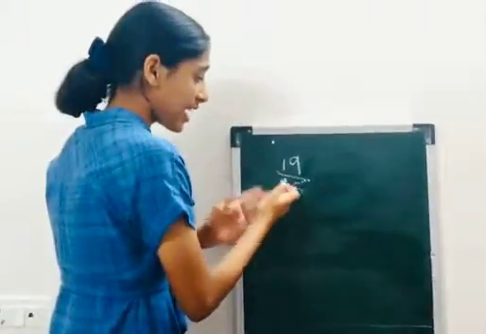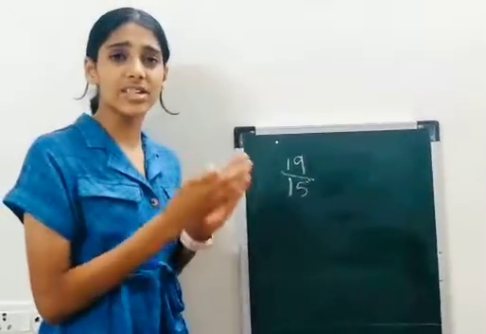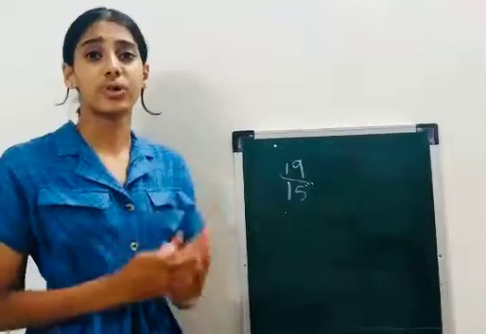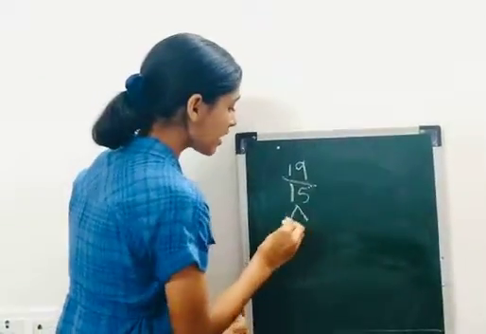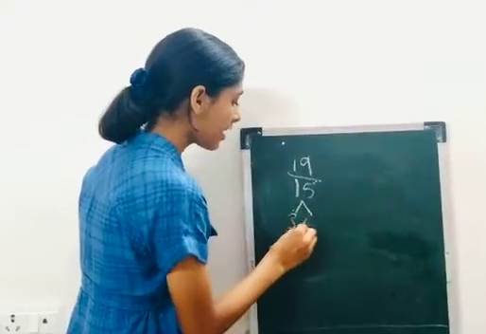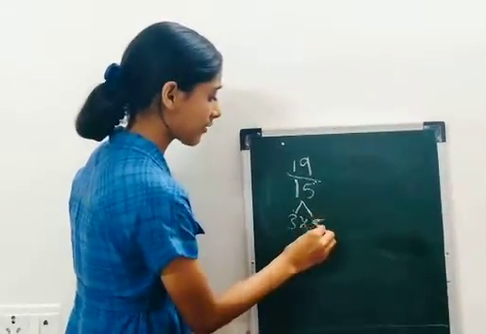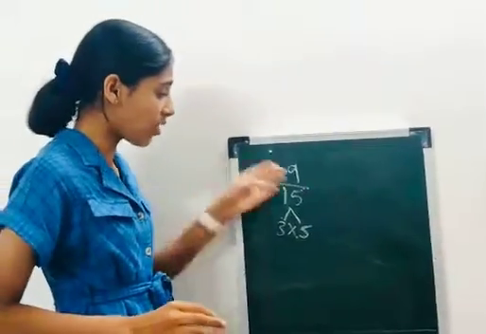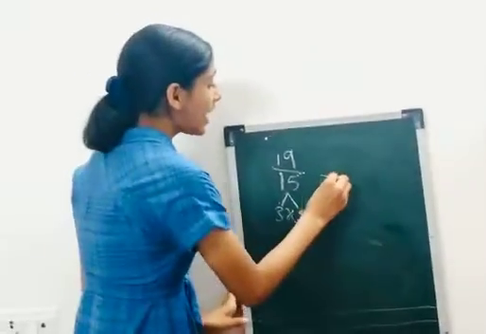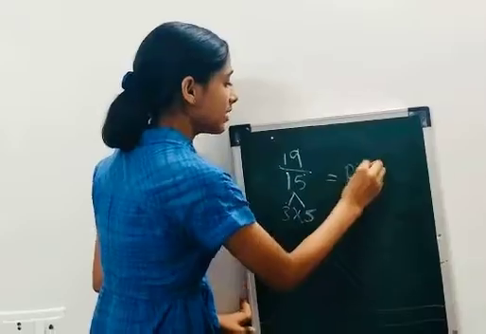First, let's factorize 15. Let's see if this comes in the table of 3, 11 or 13. Well, 15 does come in the table of 3 because 3 5s are 15. So now let's see if 19 is divisible by 3 or 5. No, then it is going to be a recurring decimal.